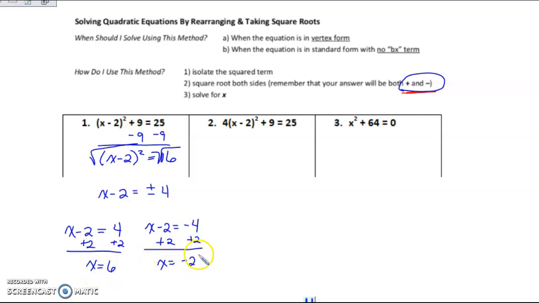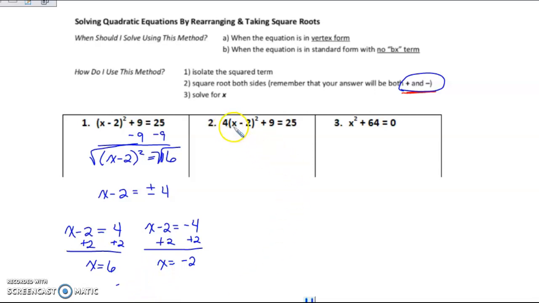And those are my answers when I solve a quadratic equation by rearranging. That's what we've done. We've rearranged, and then we square root, and then we found our values for x so we can find our x-intercepts. All right, let's take a look at the next one.